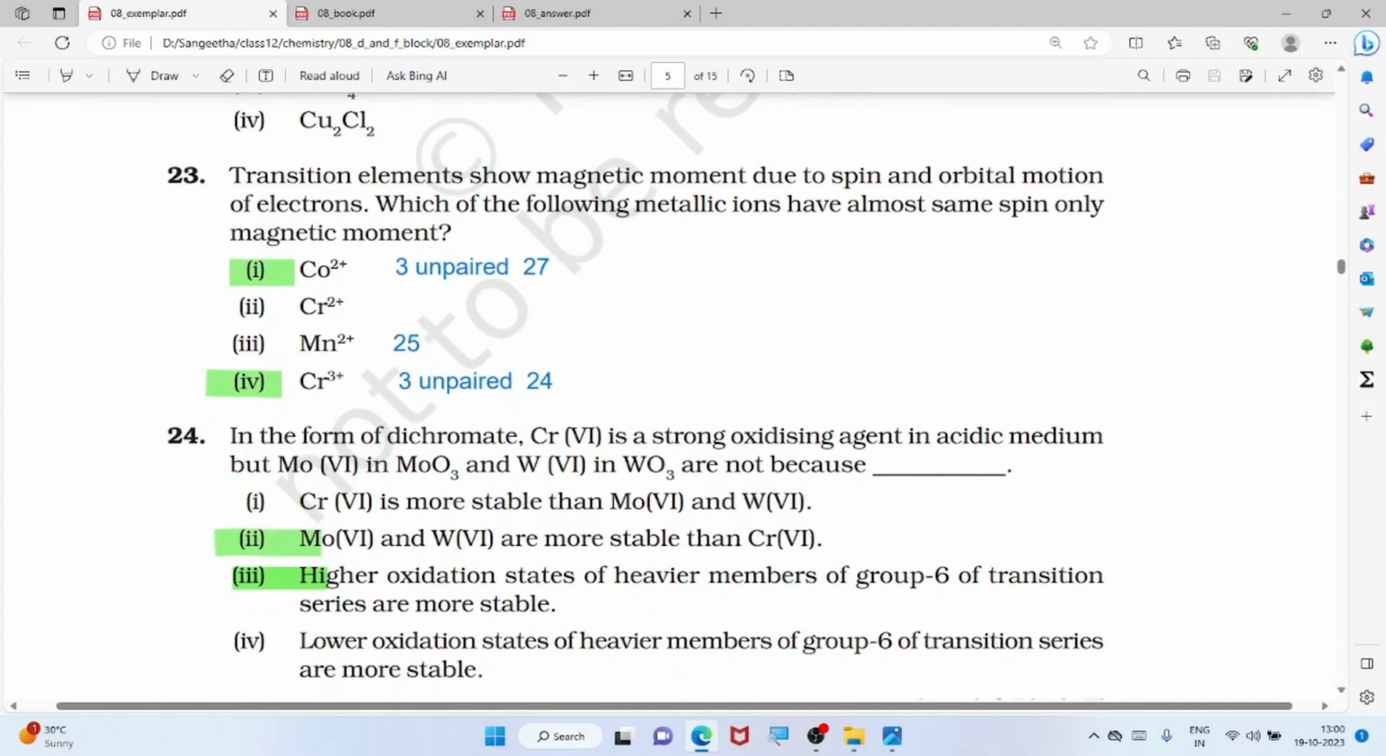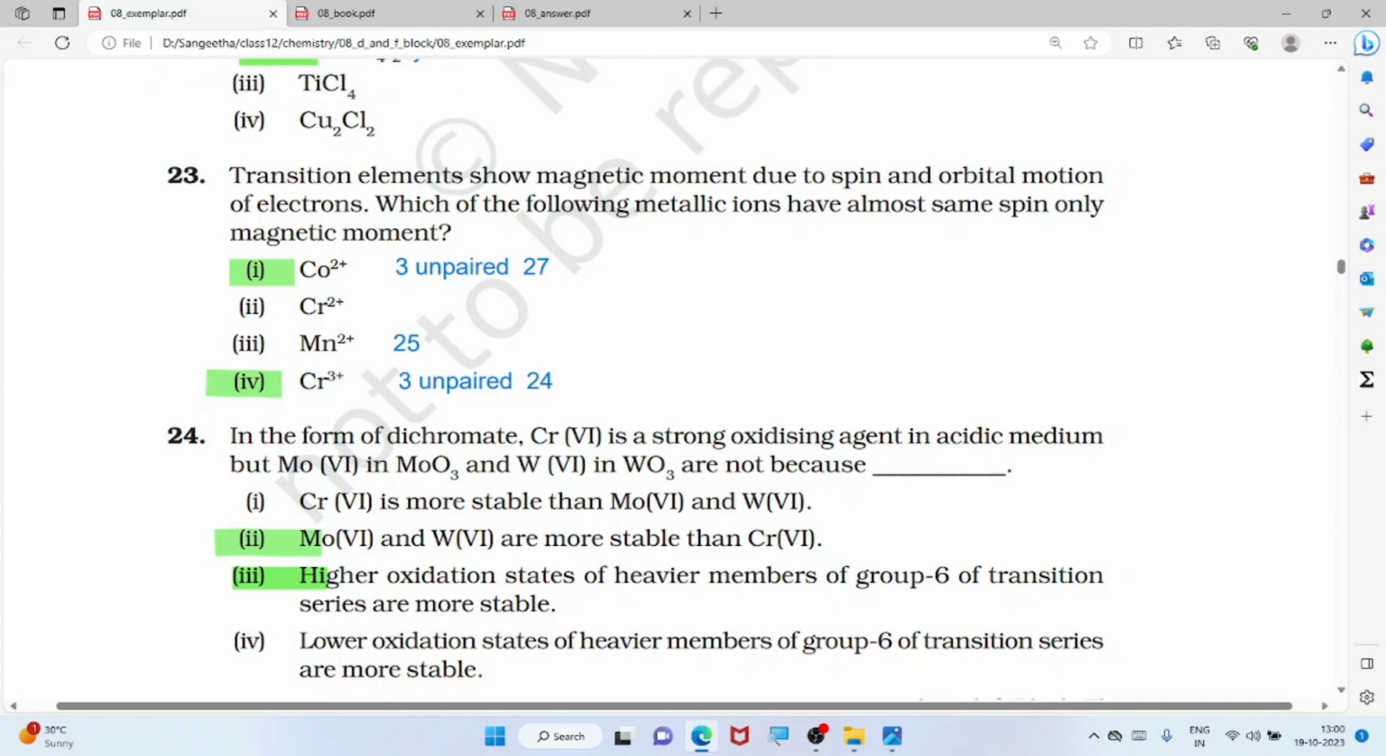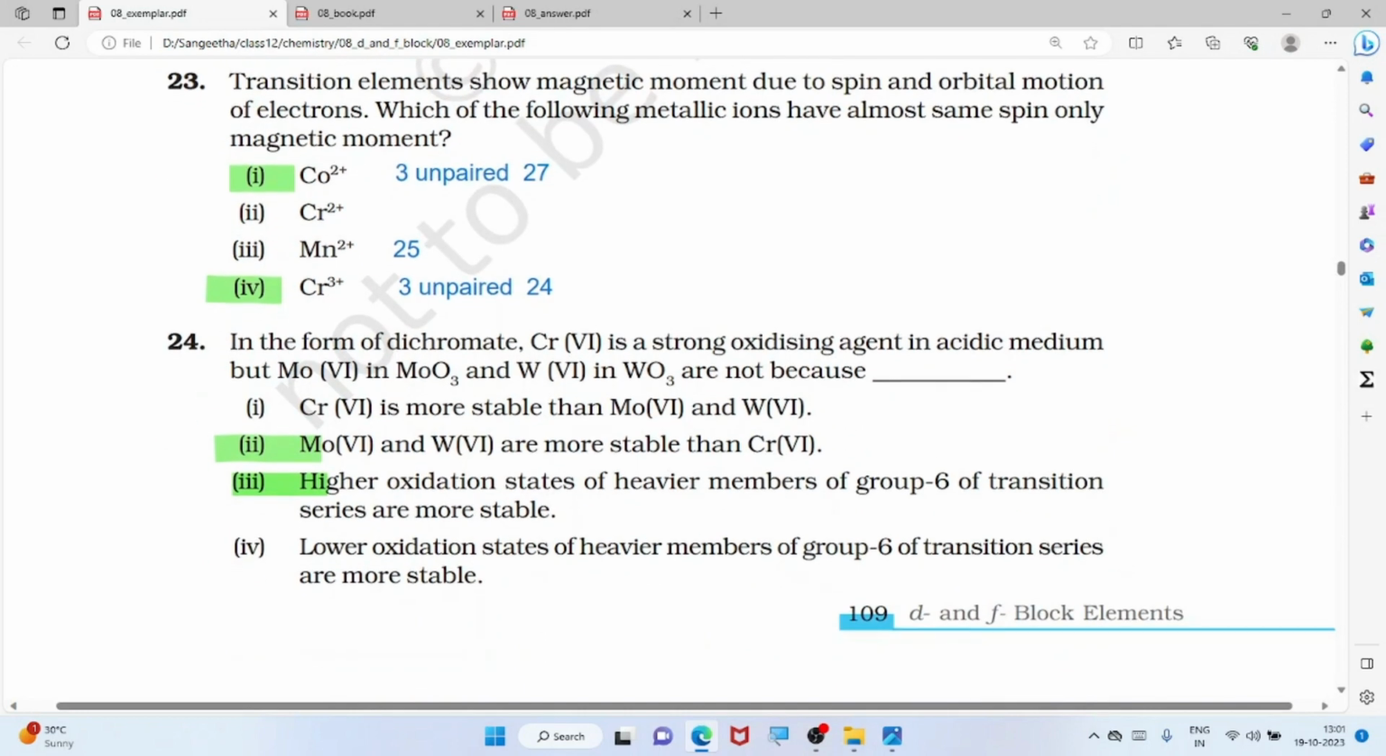Transition elements show the magnetic moment due to spin and orbital motion of electrons. Which of the following atoms have almost the same spin only magnetic moment? Spin only magnetic moment arises due to the unpaired electrons. So this has three unpaired electrons. This also has three unpaired electrons.